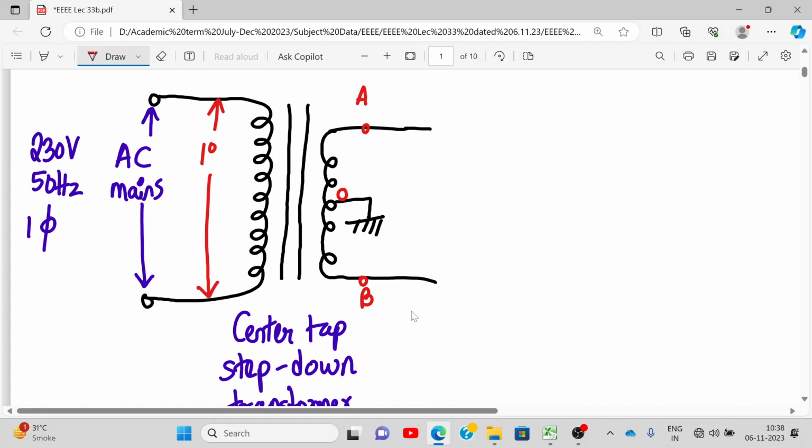So if I have this voltage at the primary like this, let's say the ratio is 10 is to 1. Let's say 230 is getting converted into 23. So how much voltage will be available between O and A? Tell me, anyone?